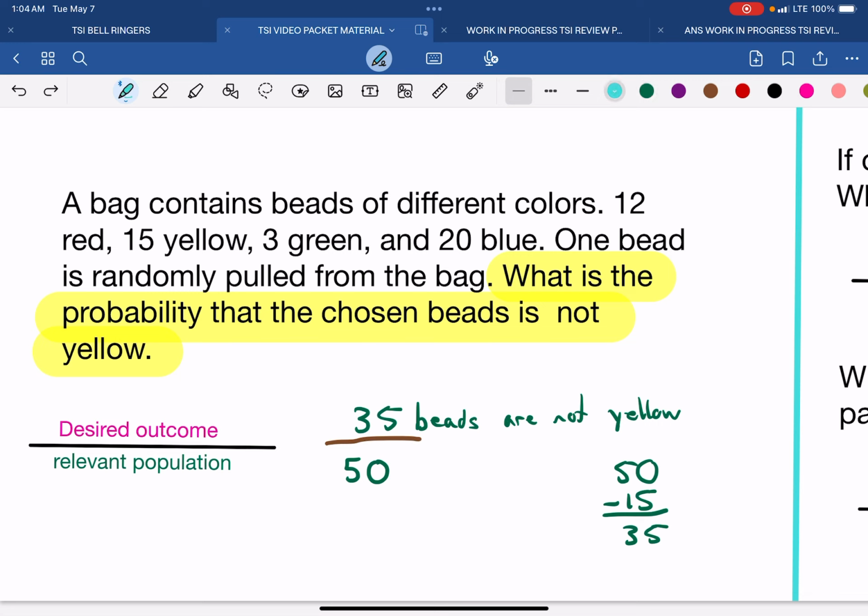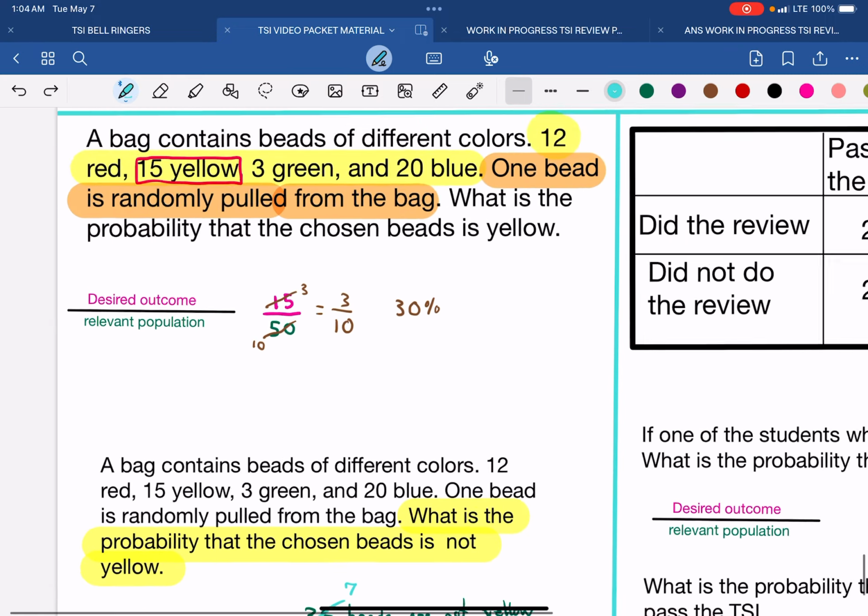Reduce once again. What can we reduce this by? 5. So 35 divided by 5 is 7. 50 divided by 5 is 10. So this is equivalent to 7 over 10. What is that in percentage? 70%. Right, so I think you guys will do pretty good on these.